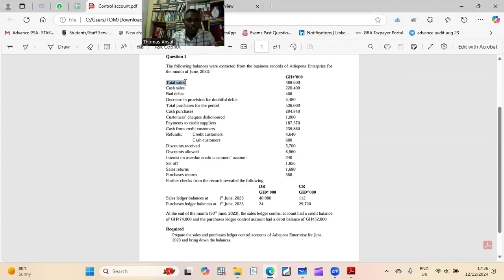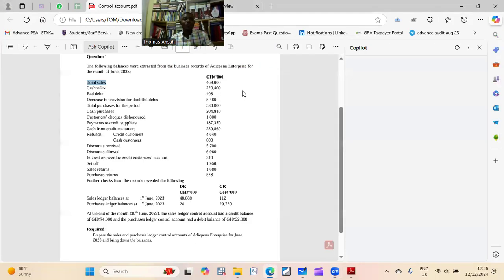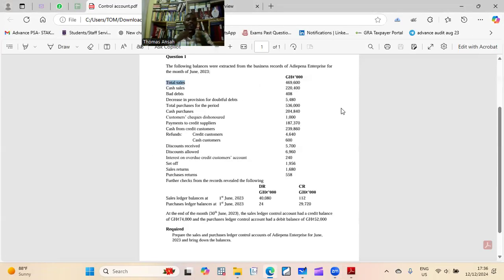So here you have total sales. You need to be very careful. What is the total of a sale? The total of a sale is the credit sales plus the cash sales, but you have been given total sales and at the same time the credit sales. That should help you find the cash sales. And where will it go? The sales ledger. So find the difference and put it at the sales ledger.